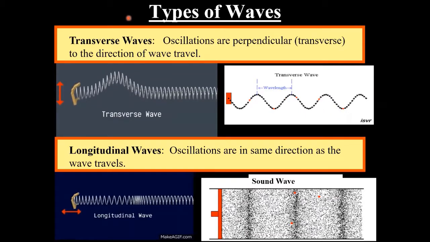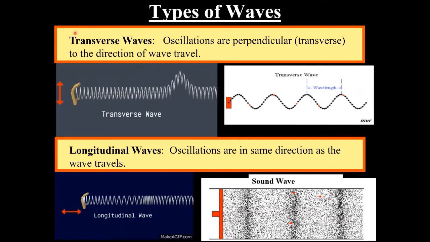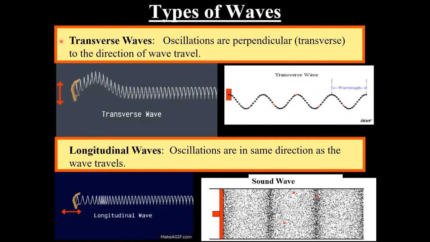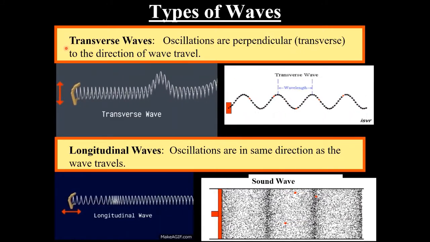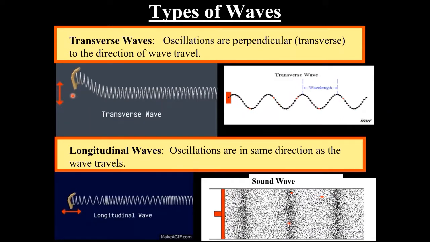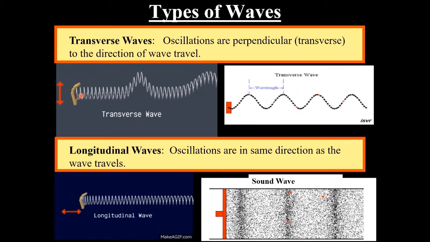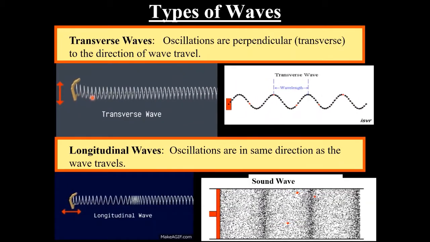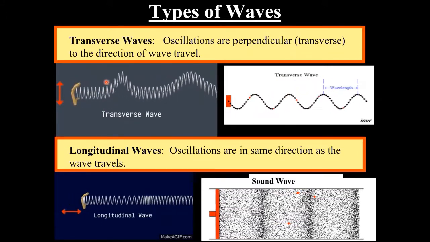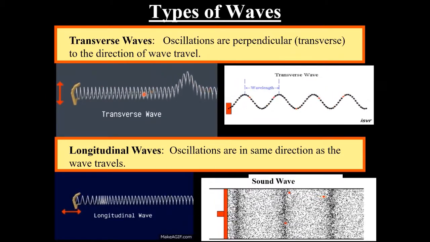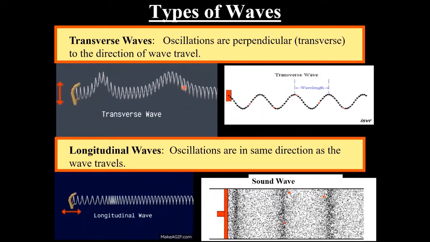Waves can be characterized into 2 different types. One is called transverse and the other is called longitudinal. In a transverse wave, the oscillations or the vibrations are perpendicular or transverse, those mean the same thing, to the direction of wave travel. So here's a couple examples. This is a spring or a slinky, and you can see the hand here is creating waves, but this is what we saw in the previous slide. The disturbance in the slinky is just going up and down. The wave is traveling left to right, and the disturbance is going vertically up and down, transverse to the direction.